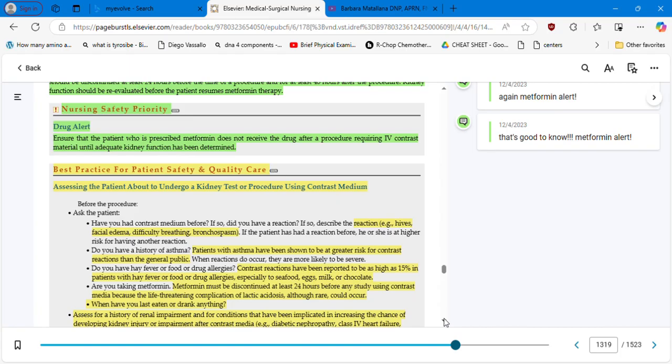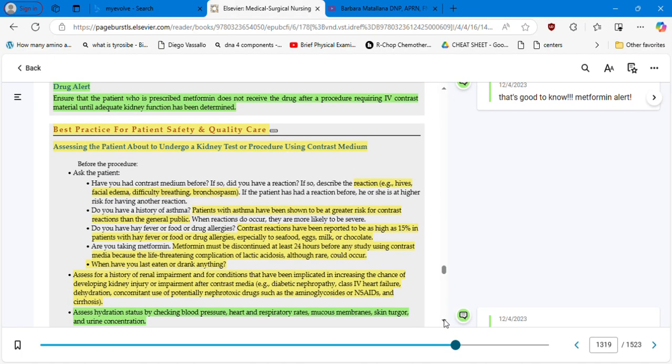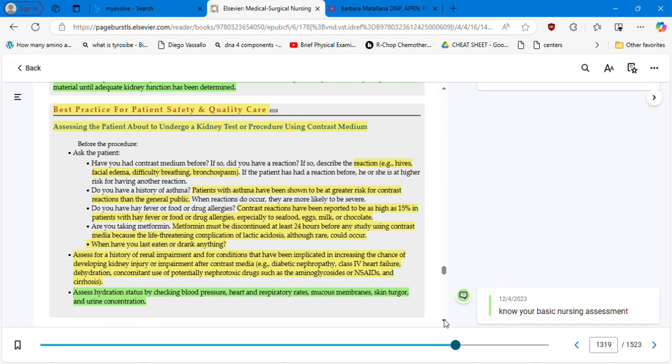So that means until the patient is having a urinary output that corresponds with the amount of fluid the patient is taking. Best practice for patient safety and quality care: assessing the patient about to undergo a kidney test or procedure using contrast medium. So they are all important.